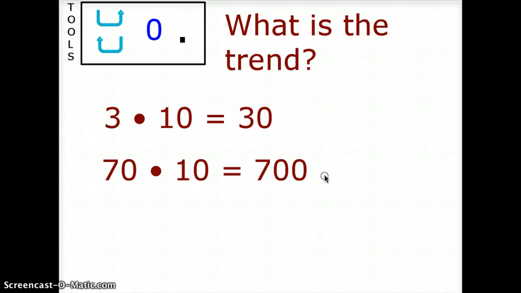We're actually doing something a little bit more precise than that. We're moving the decimal point one spot over. So in both of these examples, I multiply 3 by 10, moving the decimal one spot over to get 30. I multiply 70 by 10, moving the decimal one spot over to get 700. That's going to be helpful when we multiply decimals that we can't do in our heads.